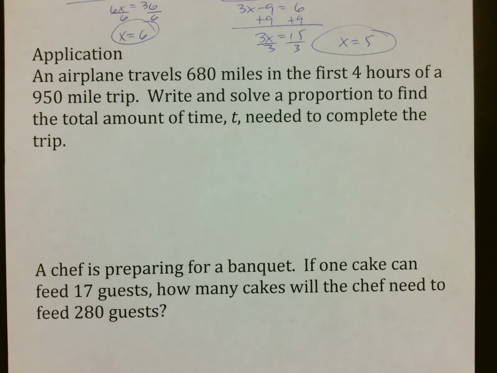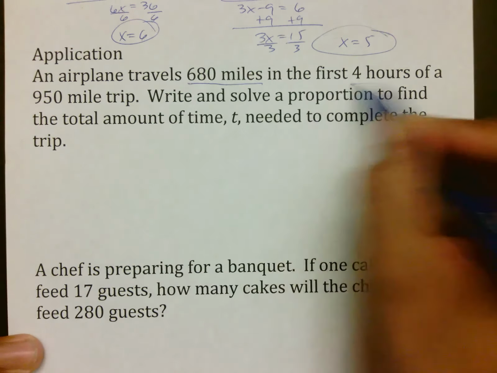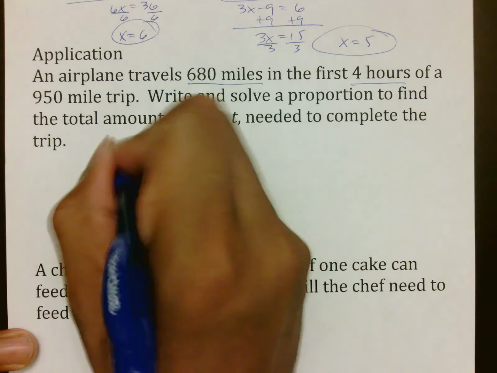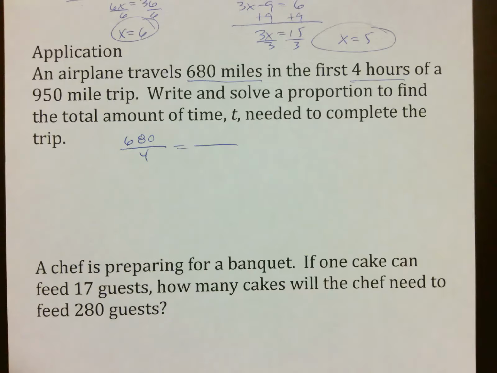2 application problems before we get ready to go on to the work. One of them says an airplane travels 680 miles in the first 4 hours of a 950-mile trip. It wants to write and solve a proportion to find the total amount of time needed to complete the trip. Again, the easiest way to do this, as I said, is to take the first 2 numbers that are attached. They traveled 680 miles in the first 4 hours. I would just put 680 over 4 and then set up my fraction.